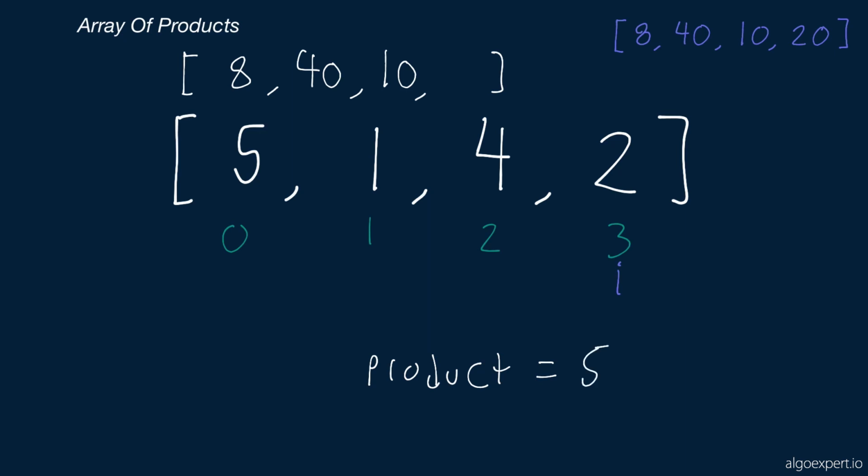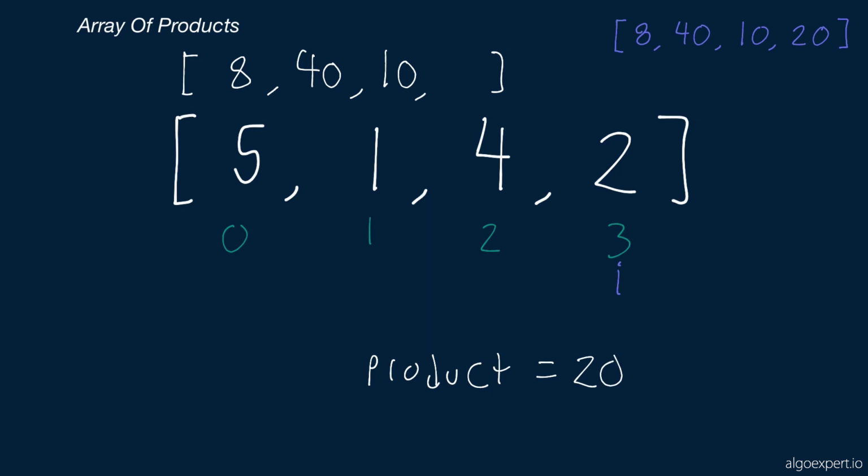We then move j over. j is not equal to i, so we multiply our product by 1. Obviously, 5 times 1 is still 5, so we just leave it the same. We're going to move j over again. j now becomes equal to index 2, which has a value 4. That's not the same as i, and so we multiply our product by 4, so that gives us 20.